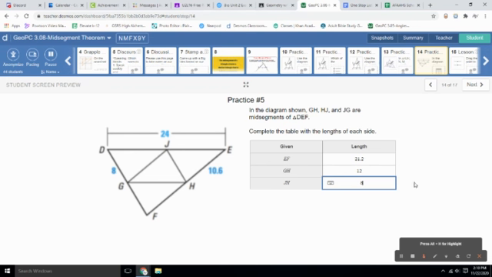Okay, and that will be all the practice problems for Unit 3, Lesson 8. Hopefully this has been helpful, and you're now able to comprehend the mid-segment theorem and apply it.